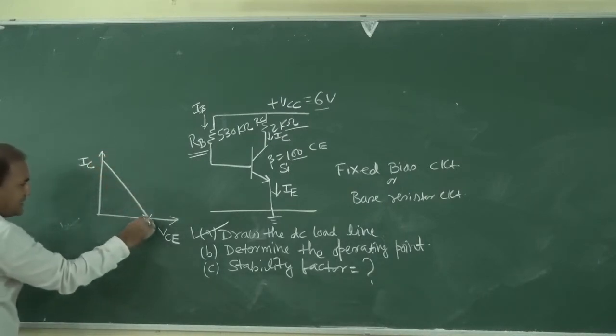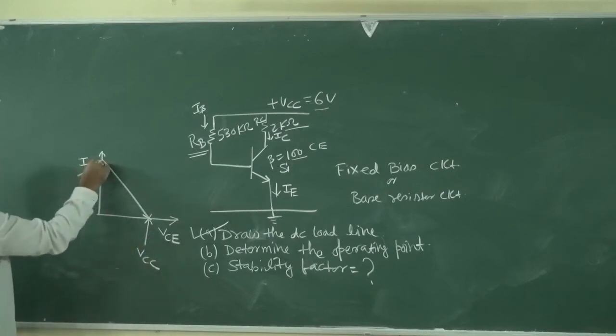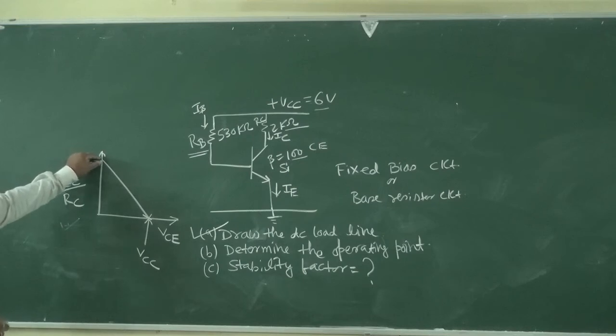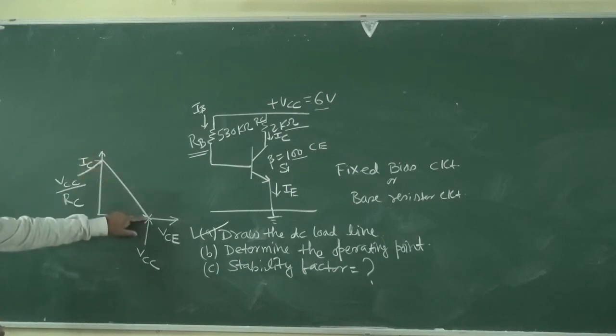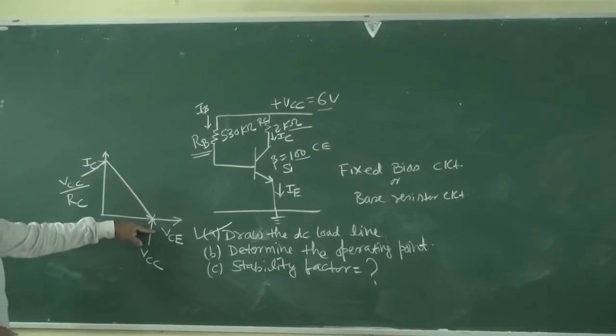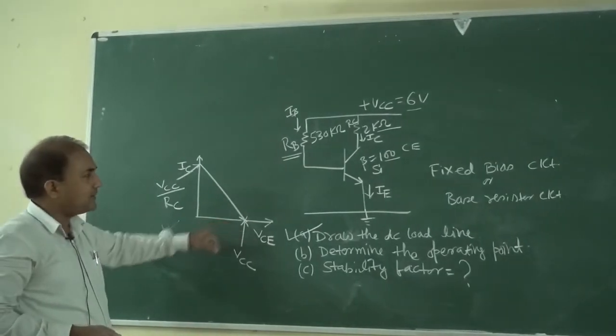This point is VCC, and this point is VCC by RC. These two points we have to determine, and then we have to join them. Okay, so in this way we can determine the DC load line.